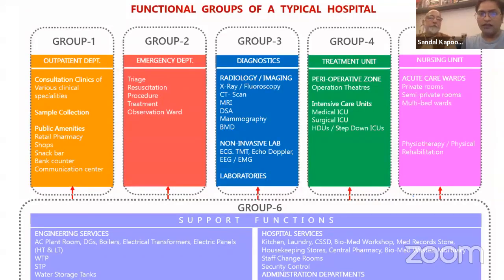Group one consists of the outpatient department, wherein we have consultation rooms, various specialty clinics, sample collection areas, amenities, retail pharmacy, shops, snack bar, and other public areas that we have next to the outpatient department. All these will be clubbed in group one.